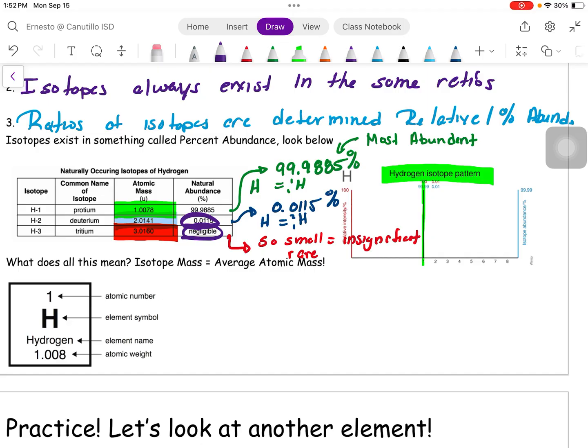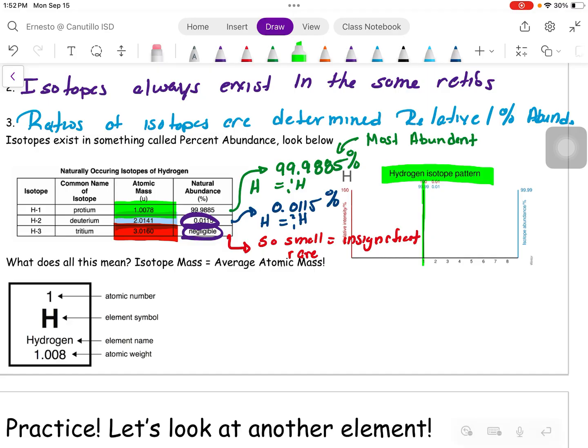Now, that's not going to be the case. Different elements have different isotopes. They all have different abundances. So every element is going to have its own unique set of isotopic patterns and their own set of isotope percent abundances. Some elements will have 1 or 2 isotopes. Other elements I've seen can have up to 17 isotopes. So it just depends on what element you're working with and how abundant each isotope is.